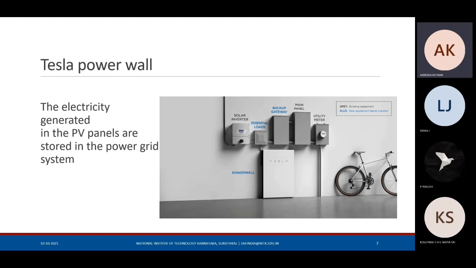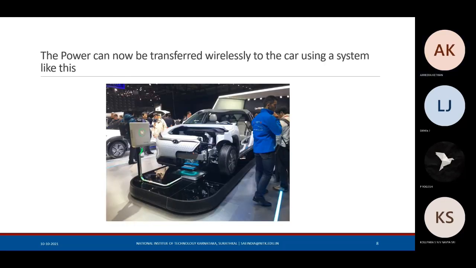Tesla Powerwall. Tesla Powerwall is a technology which was developed by Tesla company, where the electricity generated in PV panels is stored in a power grid system. And here we can see the power grid system and the Tesla batteries which are used to store the electricity. The power can now be transferred wirelessly to a car using a system like this. This system shows us the inductive charging, which is used to charge a car using WPT.